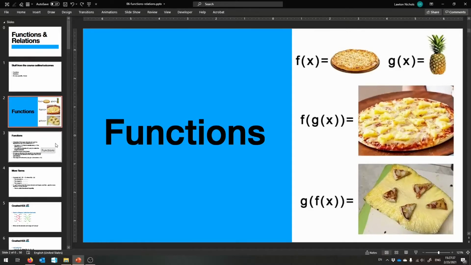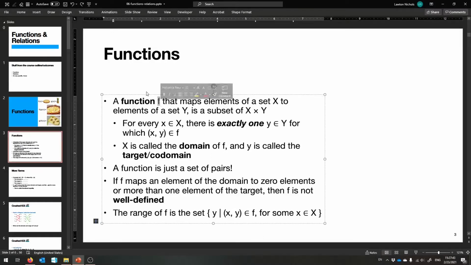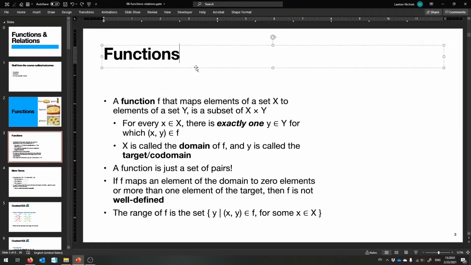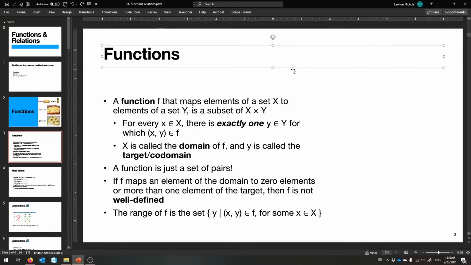Okay, so let us begin. Let us formally define what it means to be a function. So a function has a name. We'll call our example function f, and it maps things. It's like your unordered map or your map in C++. It takes stuff from one set x, could be anything, to something of another set. It could be the same one if it wanted to. And I want to prove to you that that is just a subset of x cross y.